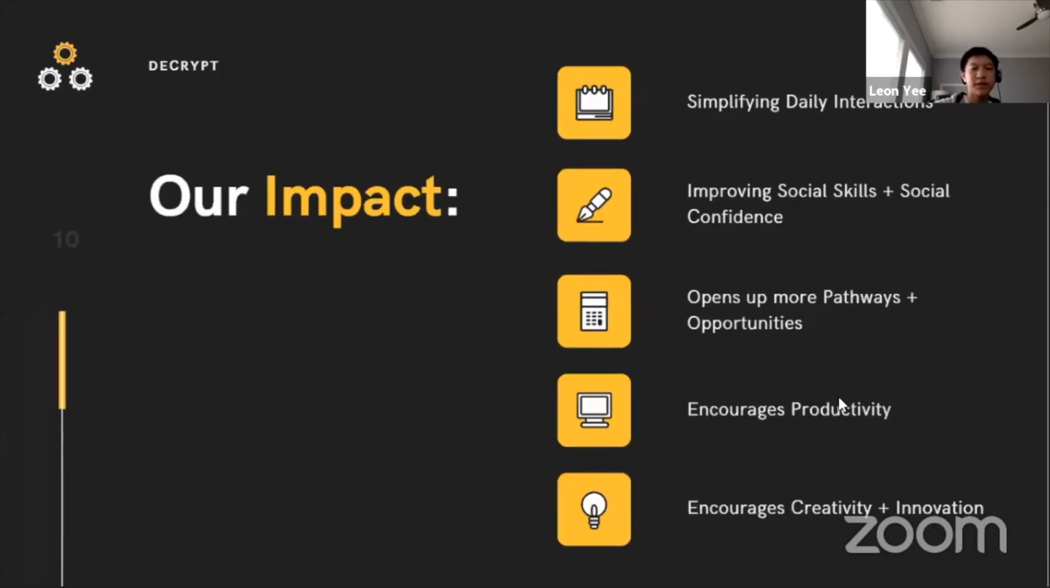Decrypt can simplify daily interactions by allowing those with mental disorders to respond correctly and effectively to others' emotions. This also improves social skills and social competence as well, and therefore opens up more pathways and opportunities to them later in life. And by fostering stronger and closer relationships to improve confidence, their overall productivity is also boosted along with their creativity. As a society with an overall more capable and efficient workforce, Decrypt can further cultivate innovation.